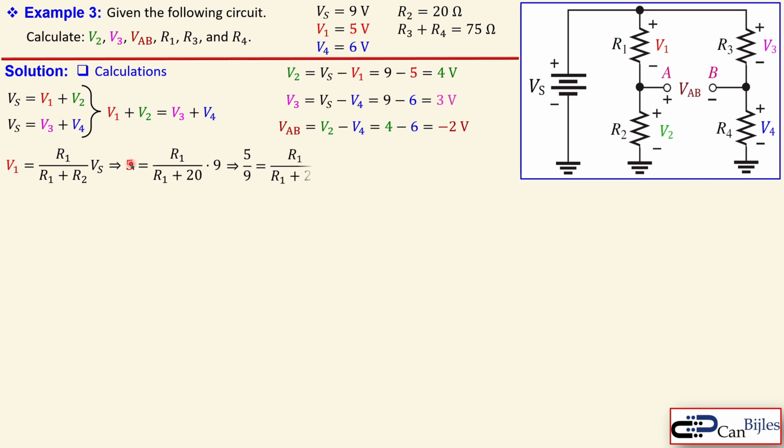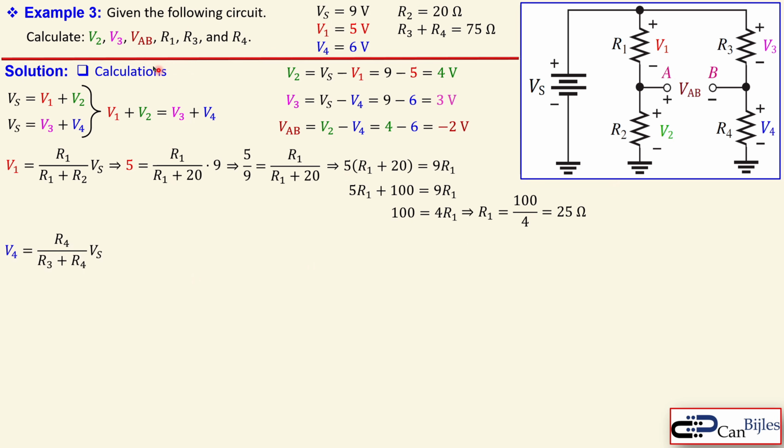So we have here an expression where the only unknown is R1. We can divide the left and right hand side by 9, and you get 5 over 9. Cross multiplication is the next step: 5 times this, 9 times R1. Now work out the parentheses: 5 times R1, 5 times 20 is 100, is 9 times R1. Effectively this 100 is equal to 4 times R1. That means R1 is 100 over 4, which is 25 ohms. So that is also done.